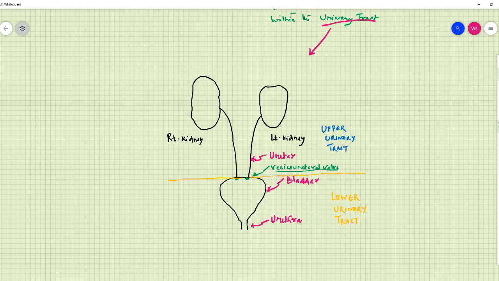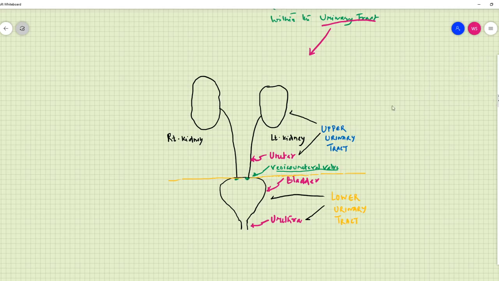Okay, so the upper urinary tract is made up of the ureter and the kidney itself. And the lower urinary tract, we have the bladder and we have the urethra.